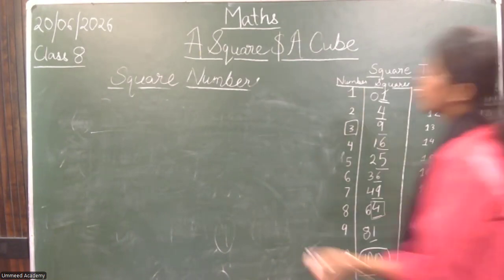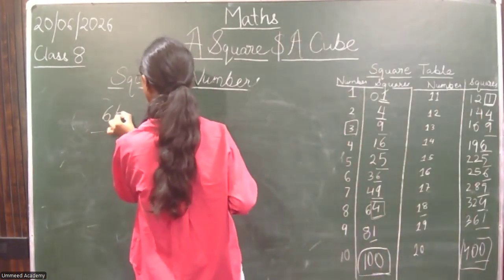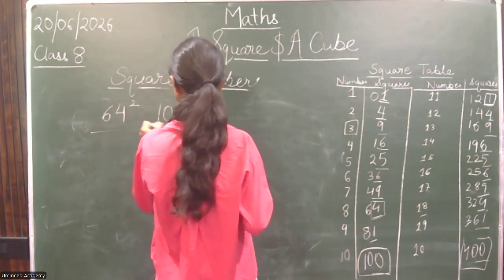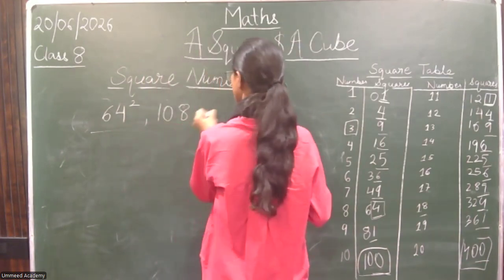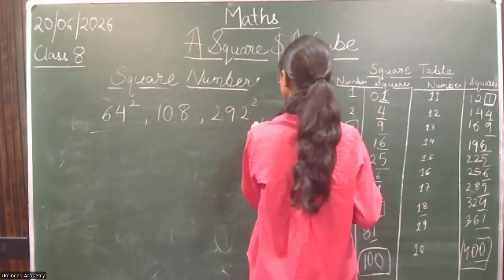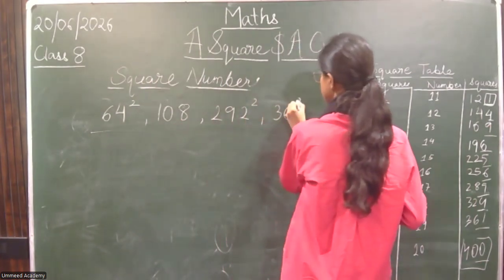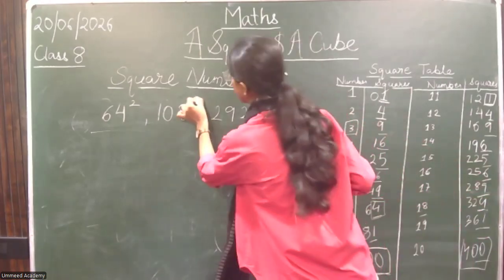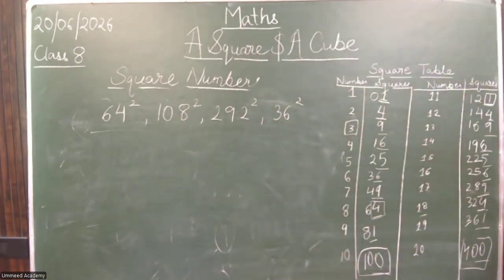अच्छा चलो, one more question for you. 64 square, 108 square, 292 square and 36 square. We have these numbers, Pulkit, and now we have to find कि इनके किसके last digit में 4 होगा. If we square these numbers, किसके last digit में 4 होगा?